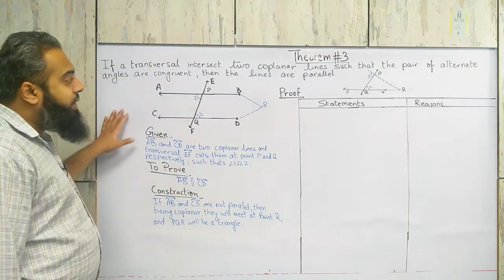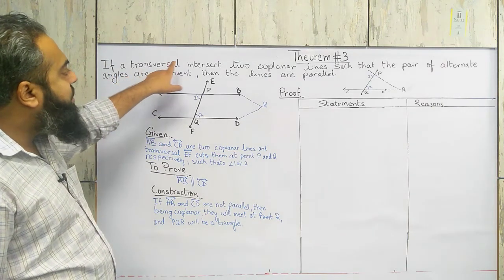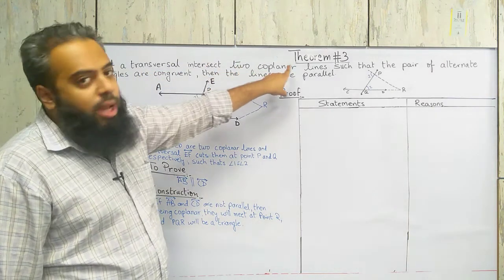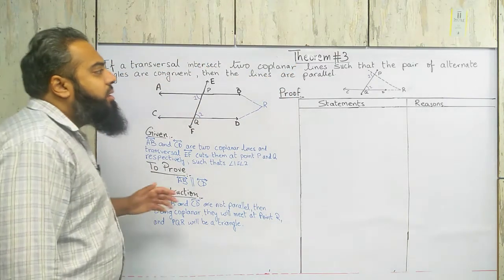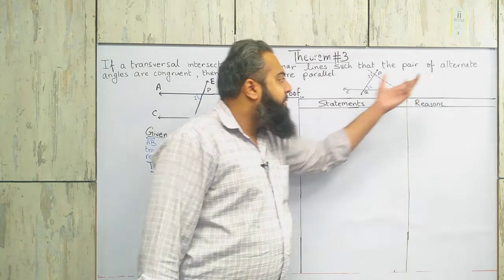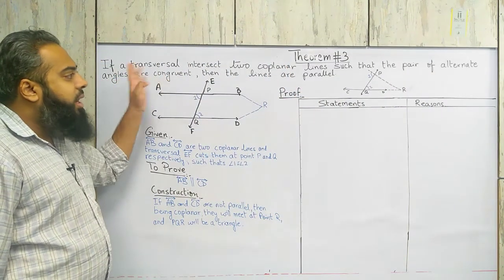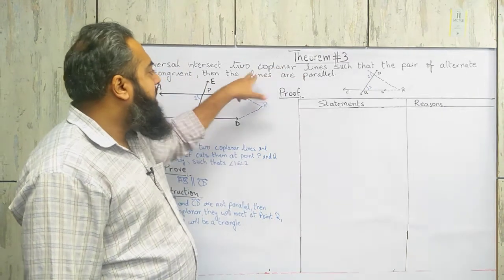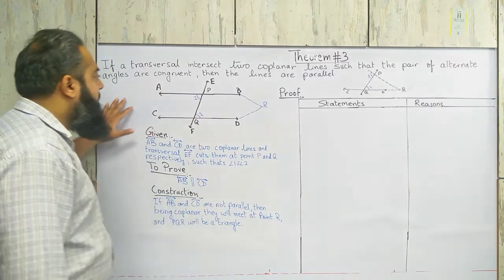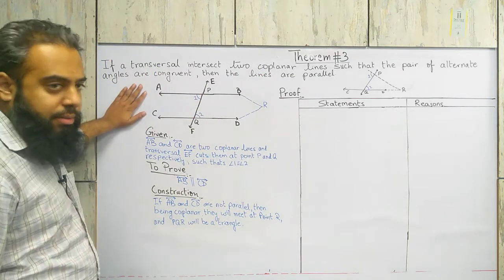Okay, what do we have over here? They're saying that there's a transversal which is going to cut two coplanar lines. If it cuts two coplanar lines, the pair of alternate angles will be formed and they will be congruent. And if they are congruent, then the lines will be parallel. Okay, for that I have a figure over here.